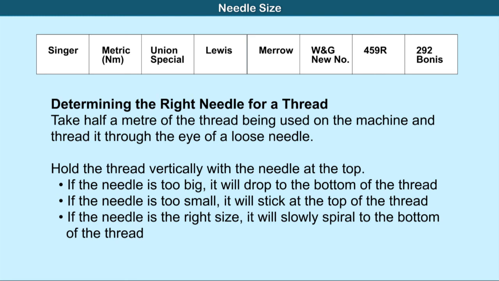Bonus. Here is a quick way to determine if the thread and the sewing machine needle are compatible. Take half a meter of thread being used on the machine and thread it through the eye of a loose needle. Hold the thread vertically with the needle at the top. If the needle is too big, it will drop to the bottom of the thread. If the needle is too small, it will stick at the top of the thread. If the needle is the right size, it will slowly spiral to the bottom of the thread.